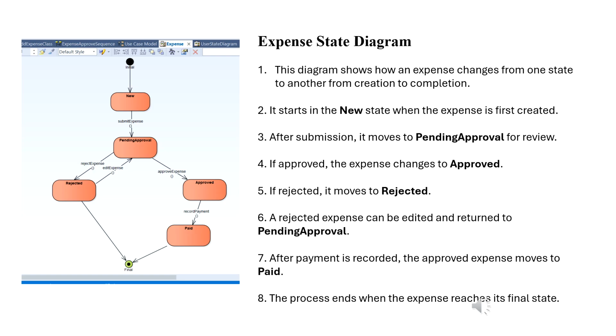Finally, the process ends when the expense reaches its final state. These transitions are triggered by actions like submit expense, approve expense, reject expense, and record expense. This shows that the state diagram is consistent with the system logic and class structure.